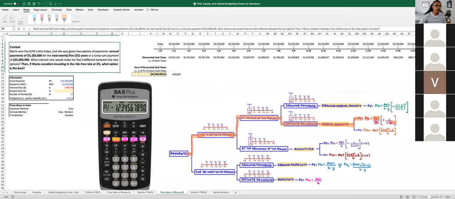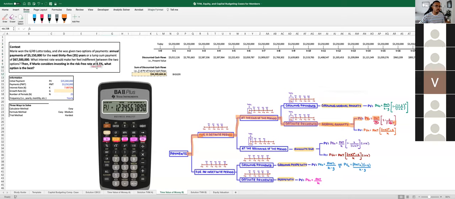$5,150,000 a year, and it's going to be for 35 years. I don't even know. And it's an exchange of a lump sum of, I'm going to say, 67,500. Okay. And then we're also going to say that if the risk-free rate was 4.5%, what option is the best? So this one's a stacked question for sure, 100%.